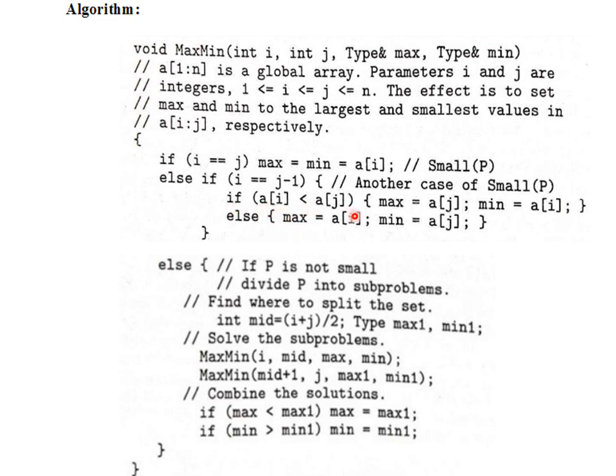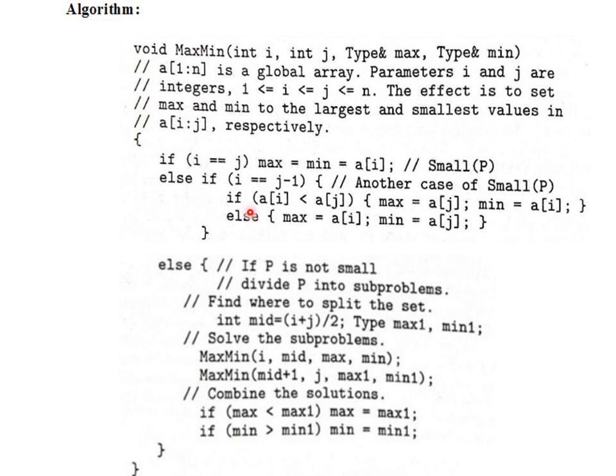If a of i is less than a of j, then maximum is assigned a of j and minimum is equal to a of i. Otherwise, if this condition fails, the else part will execute and maximum is assigned a of i and minimum is equal to a of j. So in this case only one comparison is required, and in the earlier case no comparison is required. These are both small problems.